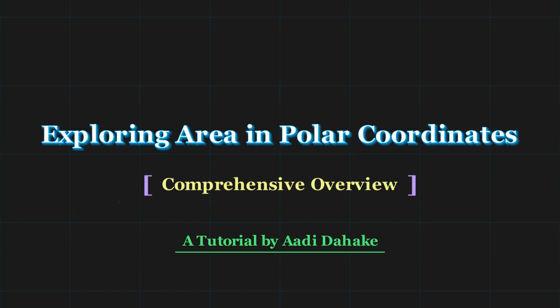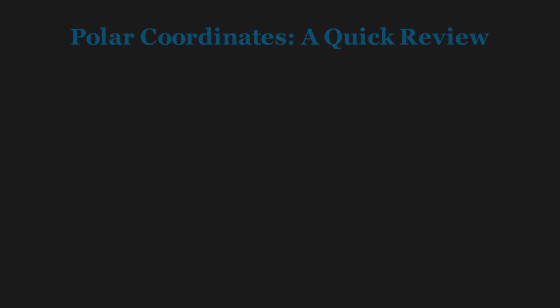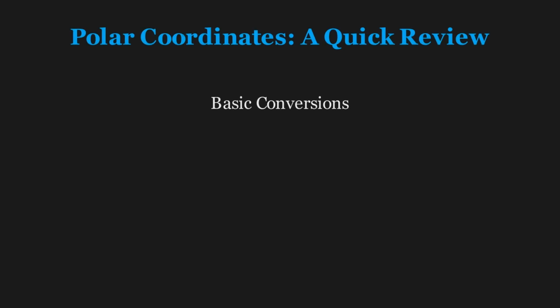Let's start with a quick review of polar coordinates. Here are some basic conversions that you must have a good understanding of. Remember that polar coordinates use a radius r and an angle theta. The conversion formulas are x equals r cosine theta and y equals r sine theta. Going the other way, r equals the square root of x squared plus y squared and theta equals arctangent of y over x.